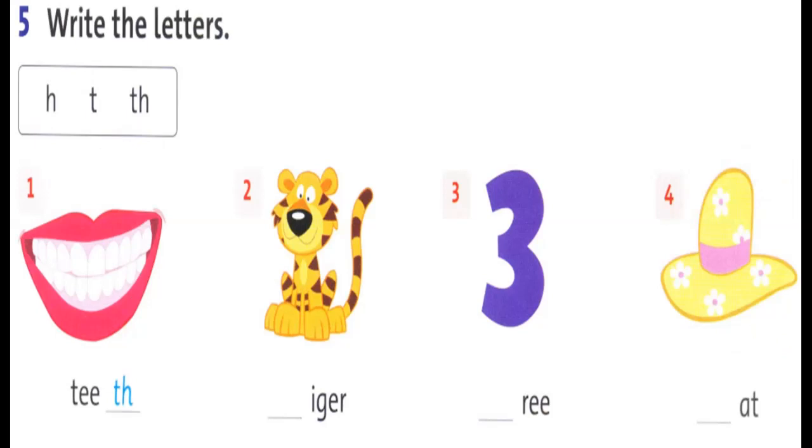H, t, th. 1, teeth, th. 2, the tiger, 3, th. 4, her heart. Easy? Very good.